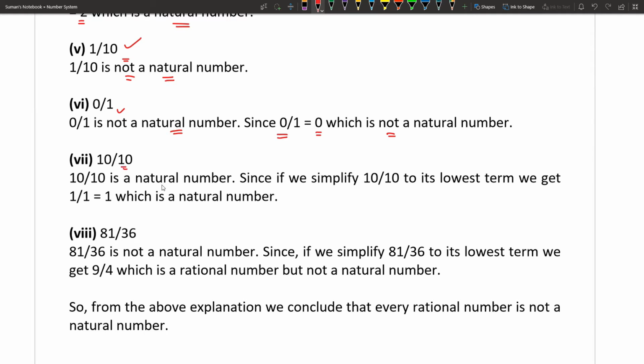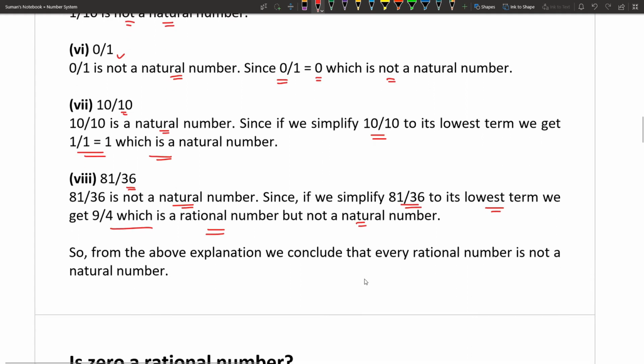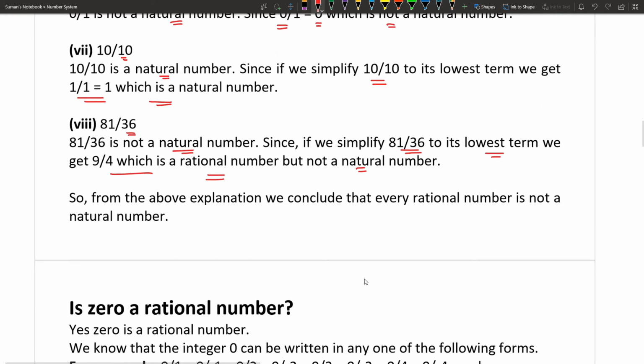10 by 10, that is also a natural number, because if we simplify 10 by 10, we get 1 by 1, which is equal to 1, a natural number, and that's why it is also a rational number. 81 by 36 is not a natural number, since if we simplify 81 by 36 to its lowest term, we get 9 by 4, which is a rational number but not a natural number. So from the above explanation, we conclude that every rational number is not a natural number.